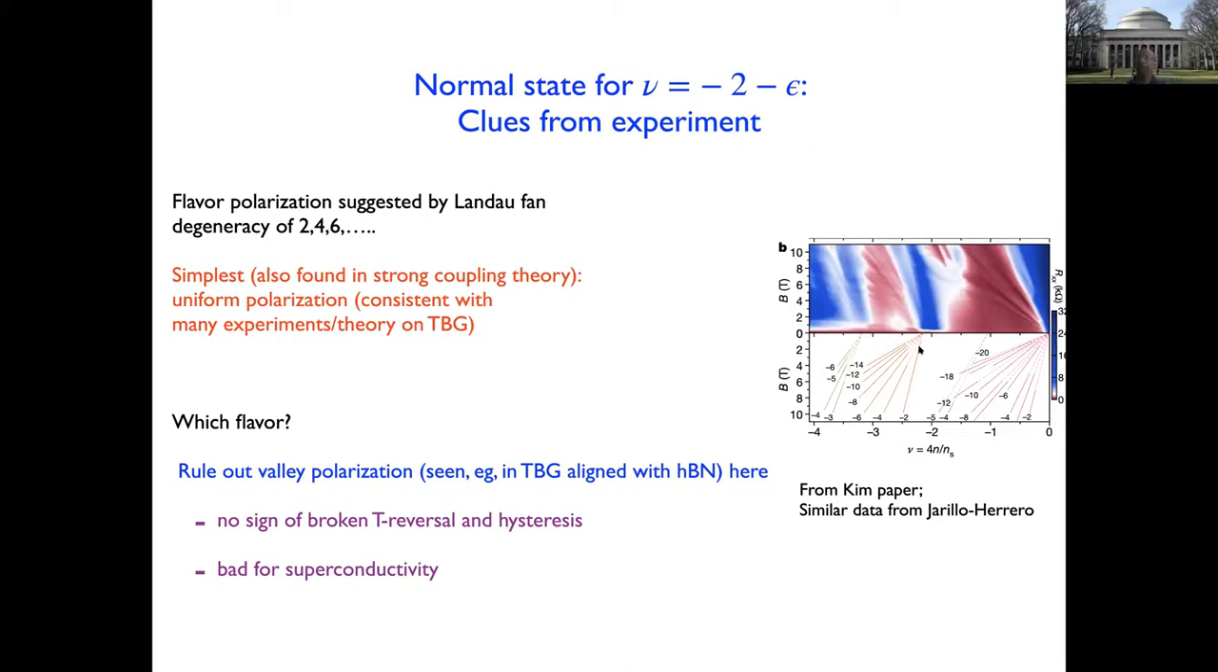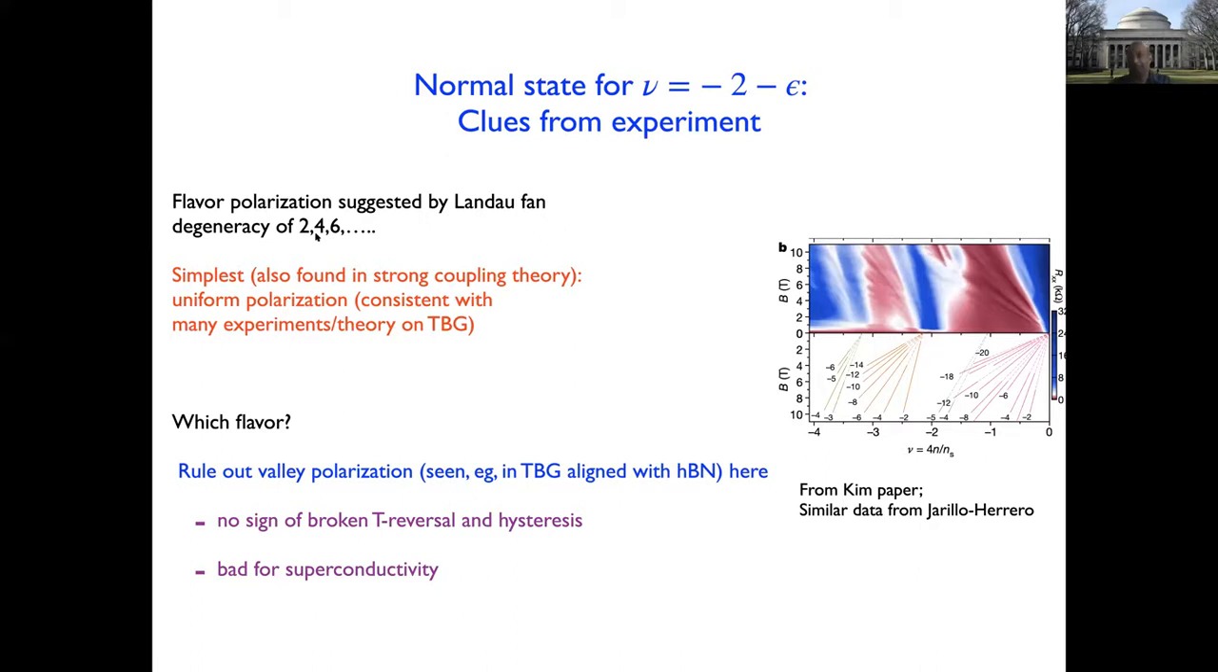The Landau fan coming out of nu equals minus 2 was determined in both these papers, and it has this interesting feature that the degeneracy of the Landau fan is only 2, 4, 6, and so on. Given that there's a valley and spin degree of freedom, you might have at least expected a 4-fold degeneracy, but instead you only find a 2-fold degeneracy.